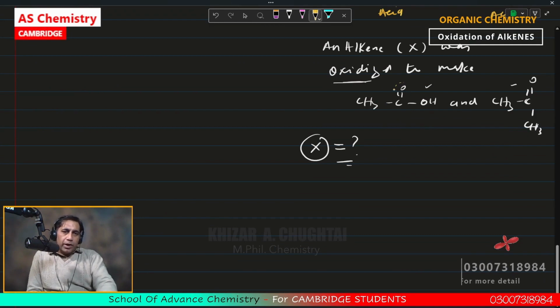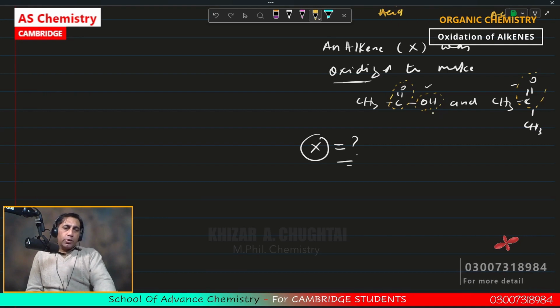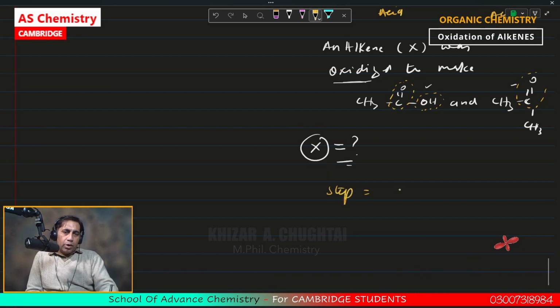Basically, just locate these 2 carbons, which carbon? C double bond O, C double bond O. Then, is there any OH group on the C double bond O? No OH group. Then I'm going to locate this one. So the first step, going in a reverse way: step number 1, change OH group into simple H.